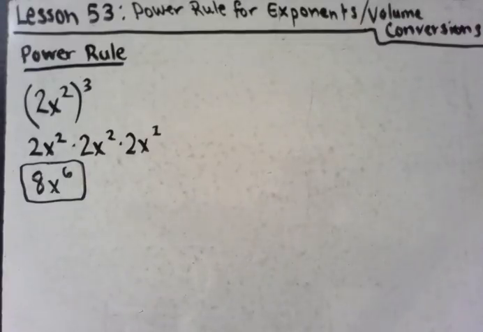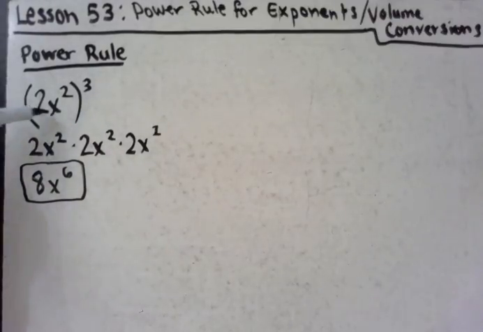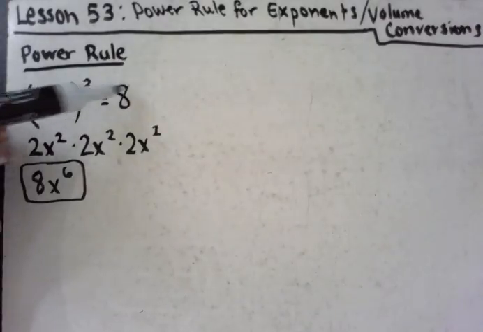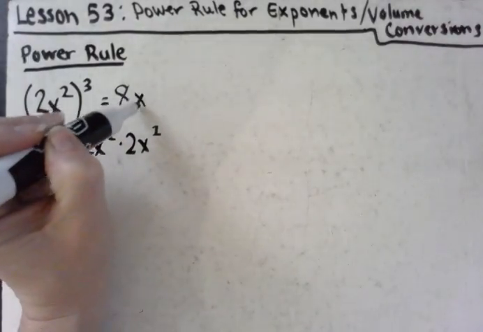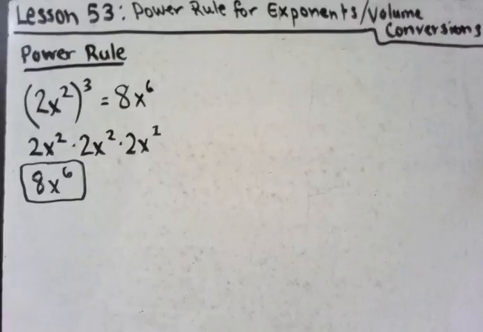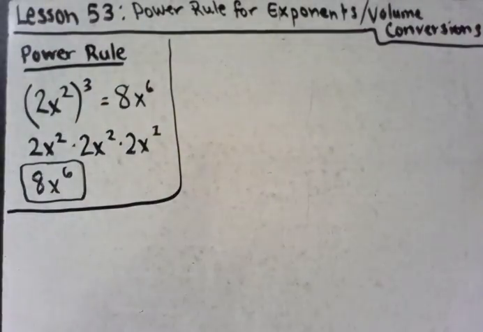But the shortcut is basically you take the number inside to the third power, so 2 to the third power is 8, and then you multiply the exponents. If it's a power to a power, the exponents are multiplied, so 2 times 3 is 6, so 8x to the 6th. So that's the rule. It's pretty simple. Let's go ahead and apply it in a little bit more difficult example.